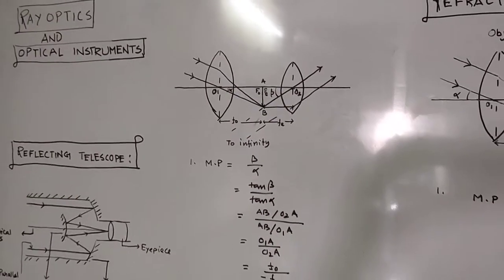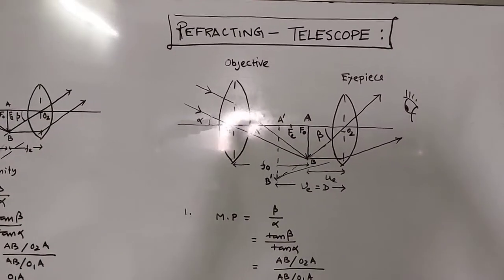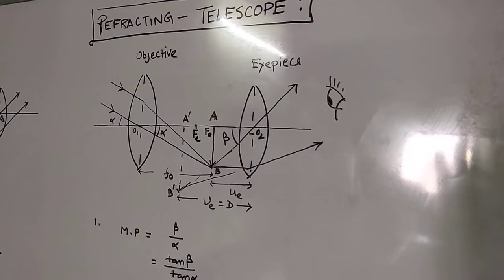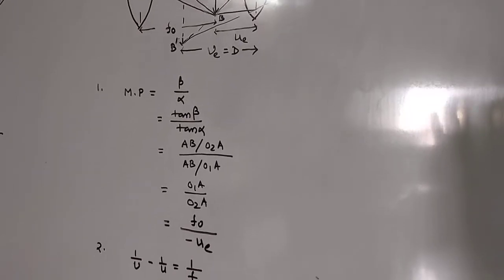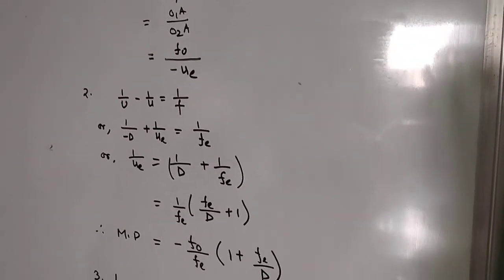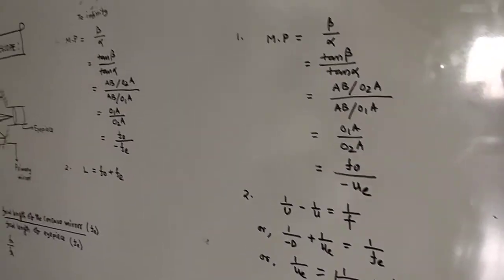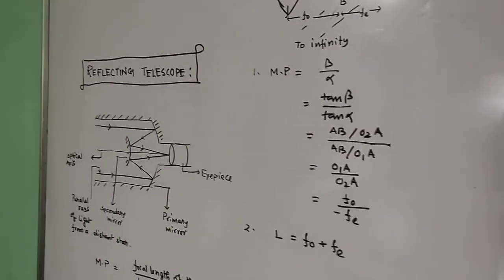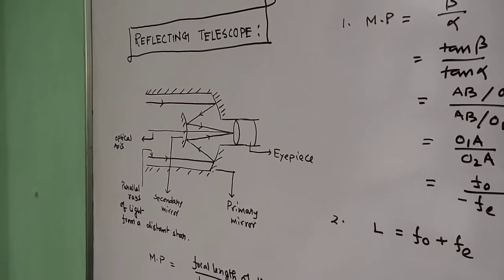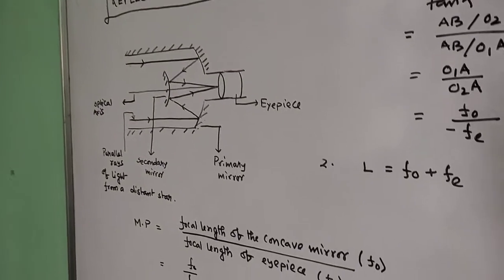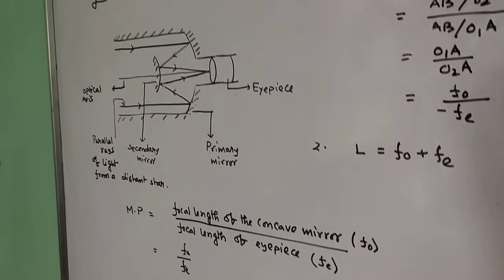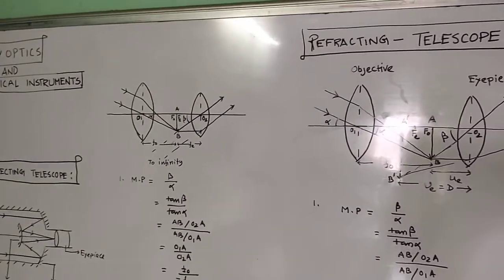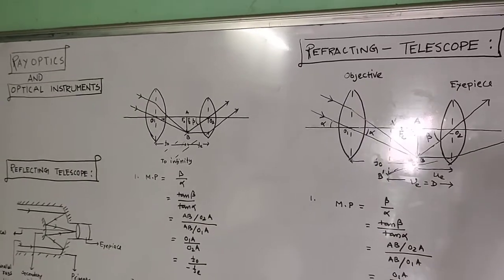So this is all about it. Please go through this part, as the ray diagram and the magnifying power of the reflecting telescope are very important for your exam. Sometimes it is asked, but most of the time the reflecting telescope comes in the exam. So this is all about it. We will discuss more in the next class. Thank you.